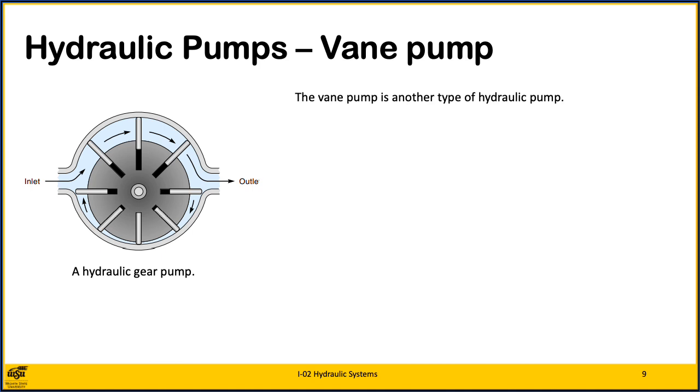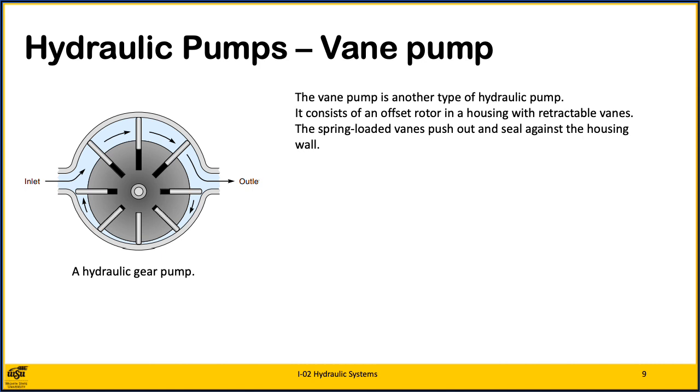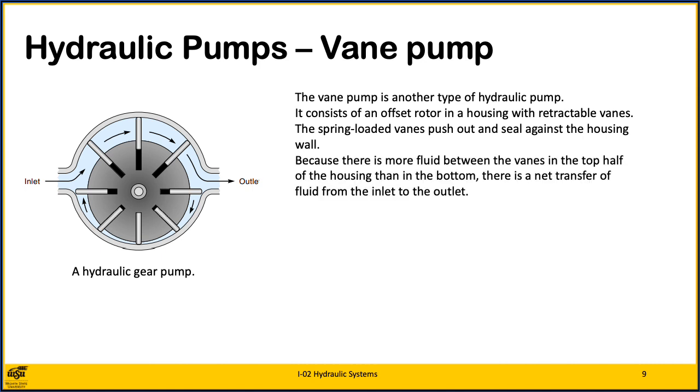The vane pump is another type of hydraulic pump. It consists of an offset rotor and a housing with retractable vanes. The spring-loaded vanes push out and seal against the housing wall. Because there is more fluid between the vanes in the top half of the housing than in the bottom, there is a net transfer of fluid from the inlet to the outlet.